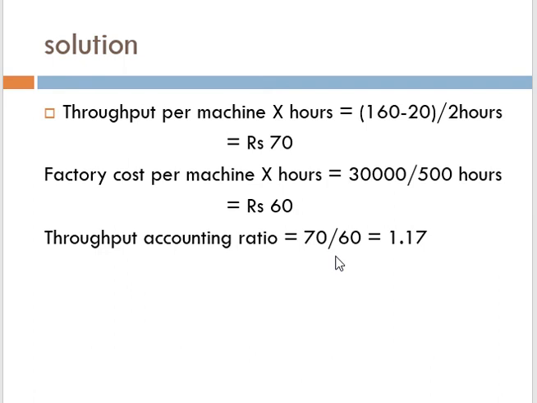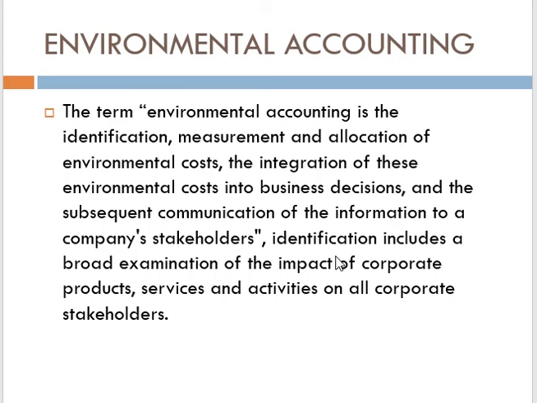So the next topic we are going to discuss is environmental accounting. So the term environmental accounting is the identification, measurement and allocation of environmental cost, the integration of these environmental costs into business decisions and subsequent communication of the information to a company's stakeholders. Identification includes a broad examination of the impact of corporate product, services and activities on all corporate stakeholders.